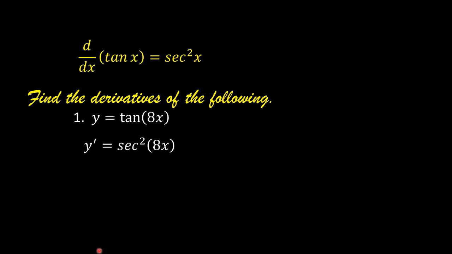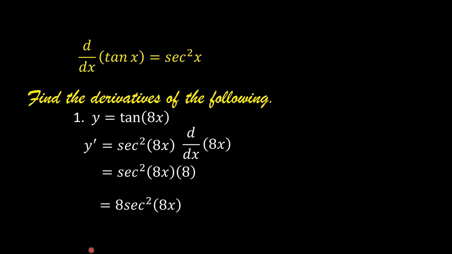So the derivative of y is equal to secant squared of 8x times the derivative of 8x with respect to x. This is now equal to secant squared of 8x times 8. 8 is the derivative of 8x with respect to x using the power rule. Then write 8 before secant squared of 8x. So this is now equal to 8 secant squared of 8x. The answer is 8 secant squared of 8x.